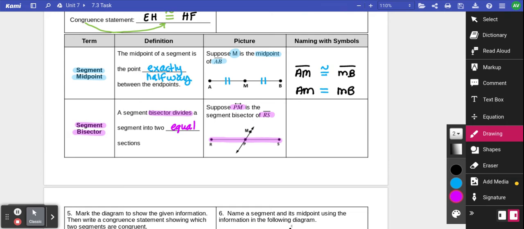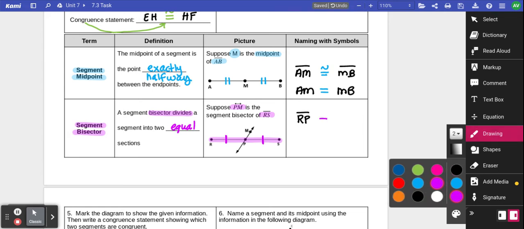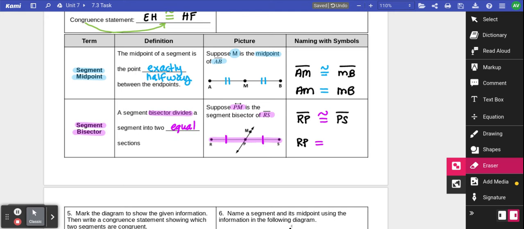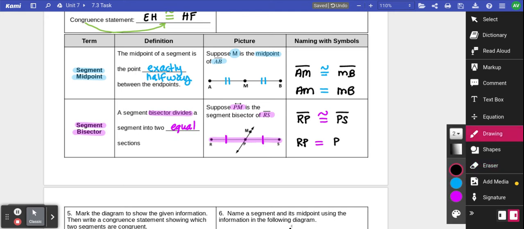So we would say that RP is congruent to PS. Those two halves must be the same. We could say with symbols that segment RP is congruent to segment PS. Or we could say that the length of RP is equal to the length of PS. And once again, you'll notice that rule: segment symbol, congruent symbol. No segment symbol, equal sign.